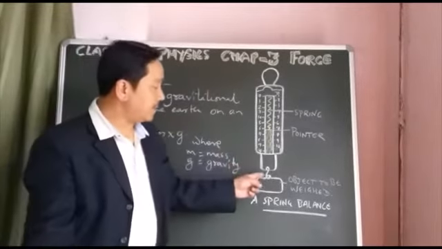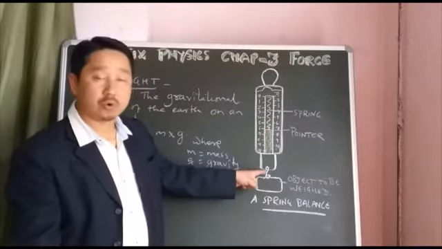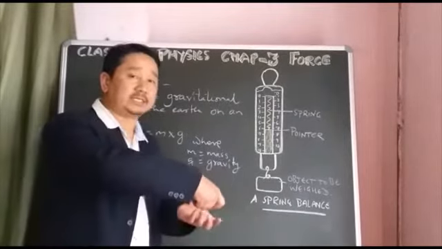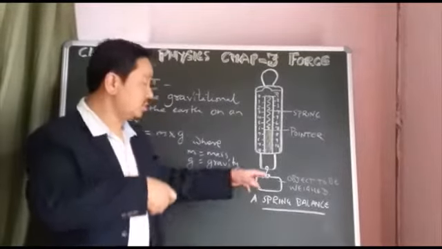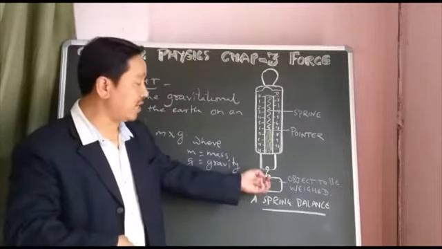Then here is a pointer, and here is a hook with which the object to be weighed is fixed, it's hung. Suppose this is to be measured. Its weight is to be measured.